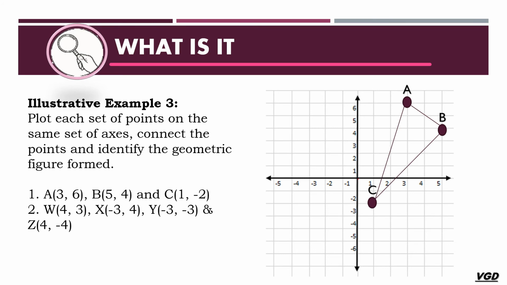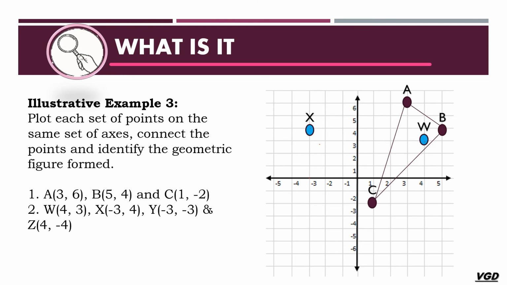It's to the right since it's positive. So 1, 2, 3, and 4. And then since the value of y is also positive, we need to move upward from the 4. 1, 2, 3. So we have here point W. And here we have point X.